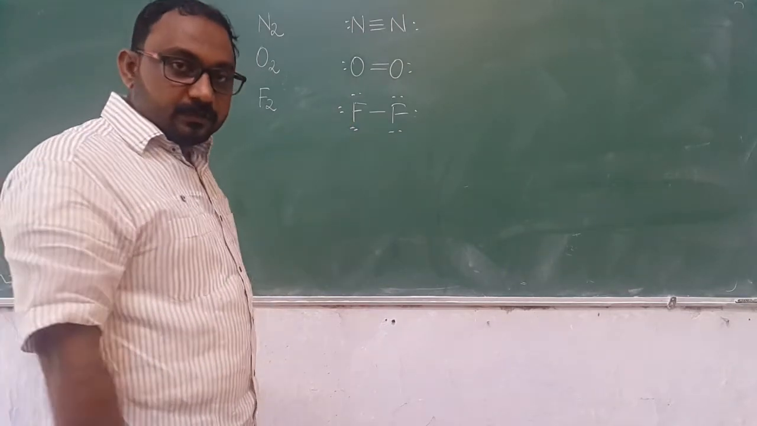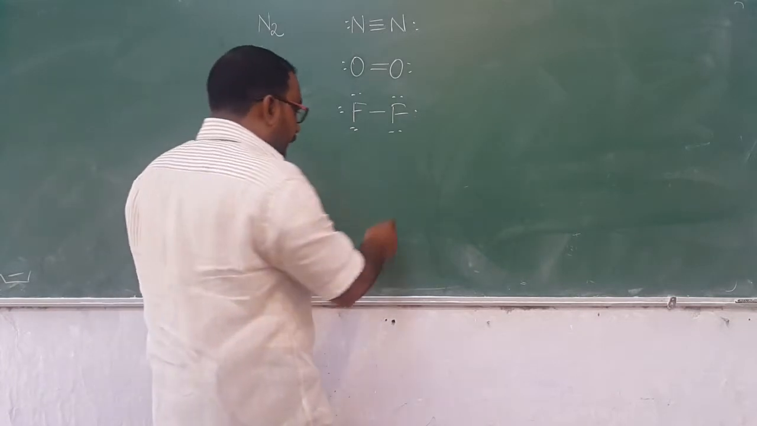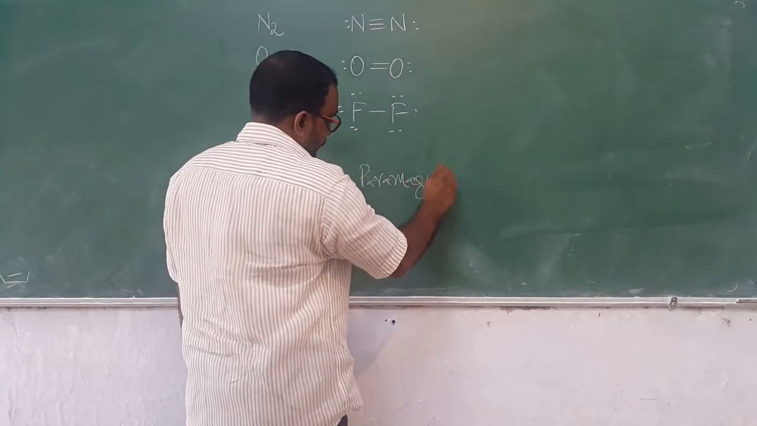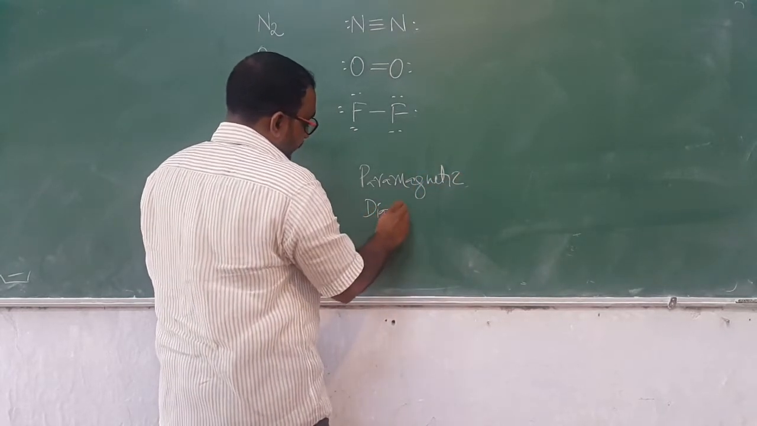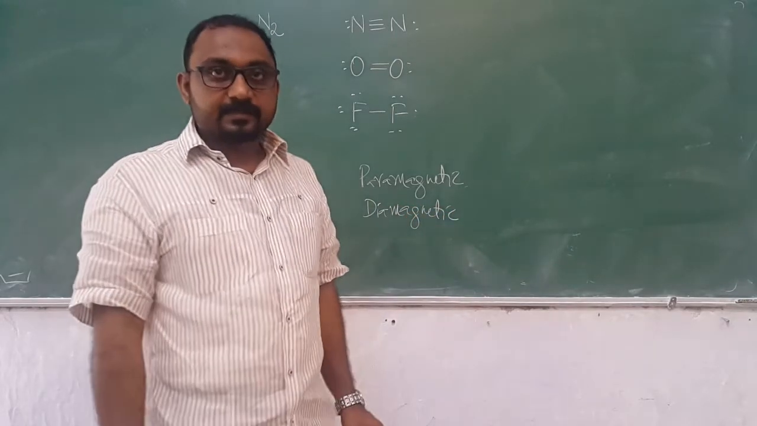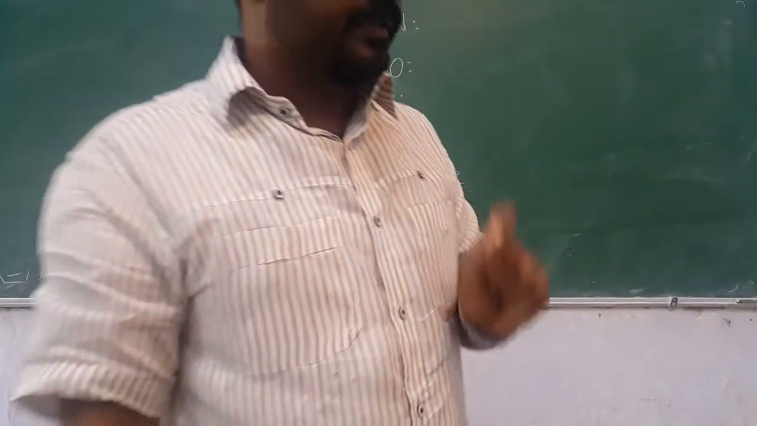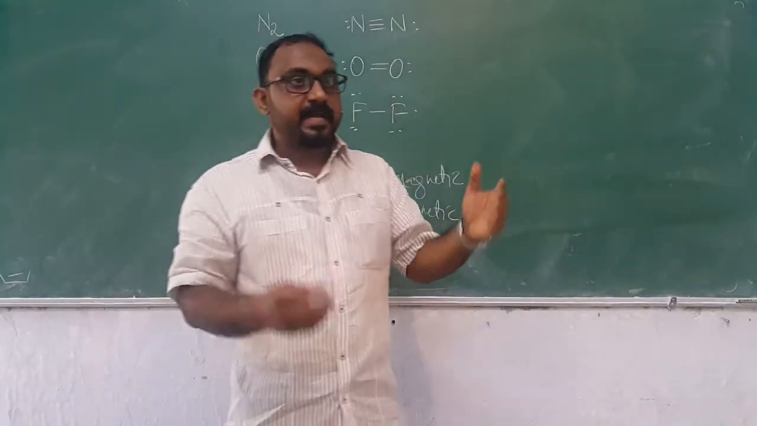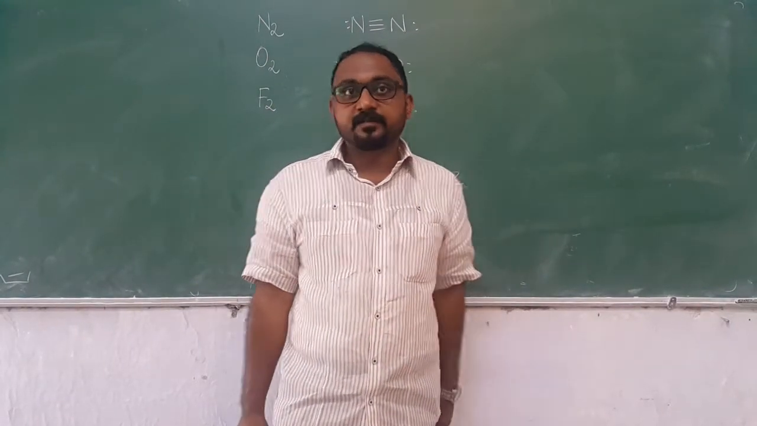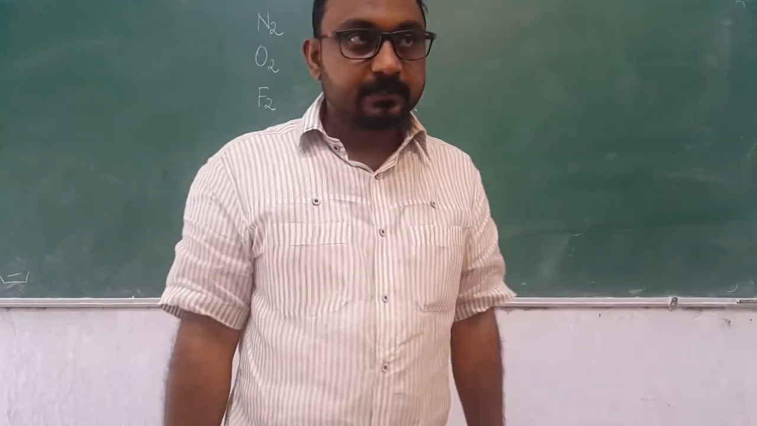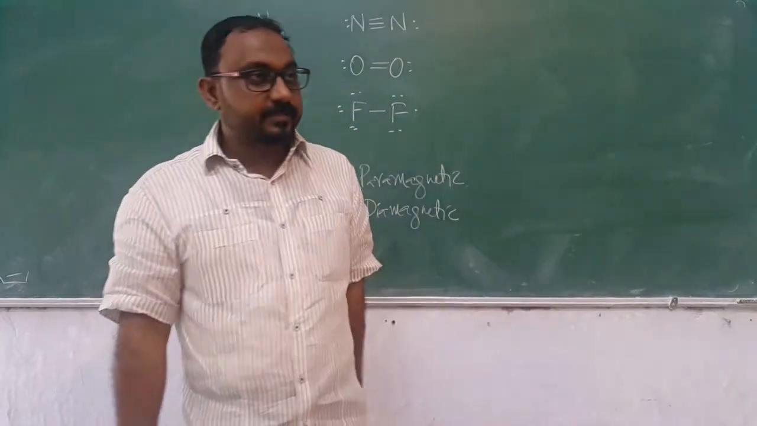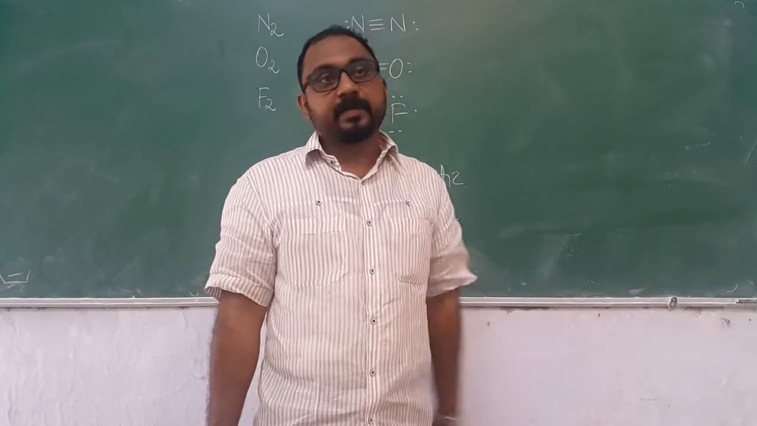And before getting into the topic, there are two terms. One is paramagnetic, the other one is diamagnetic. What is paramagnetic, if you ask? Paramagnetic substances are the substances which will get attracted by a magnet. Diamagnetic substances are the substances which will not get attracted by a magnetic substance. So, paramagnetic substances show magnetism, diamagnetic substances will not be identified by a magnet.